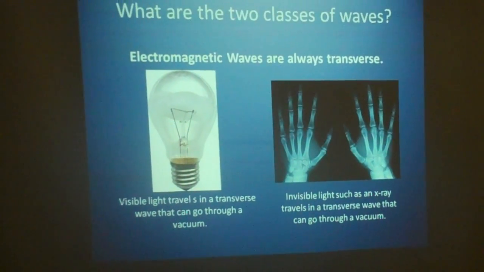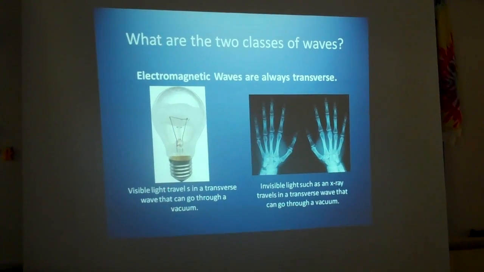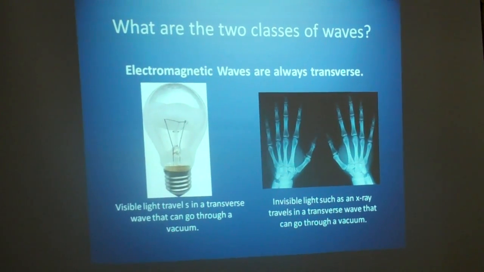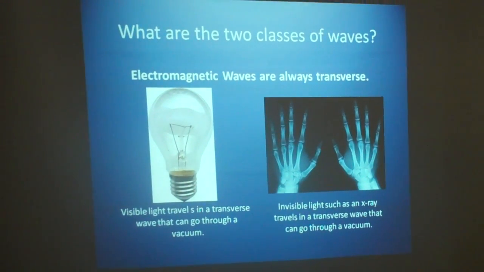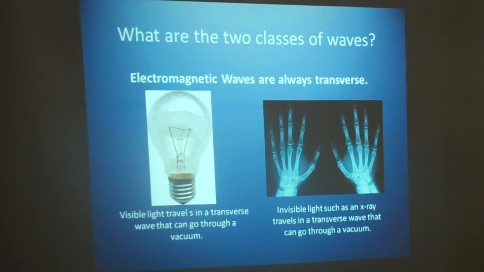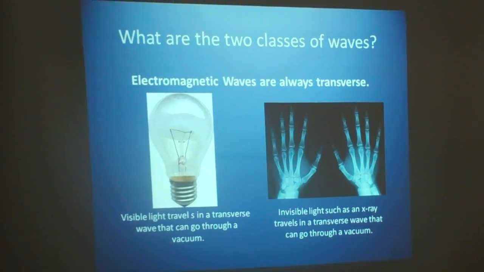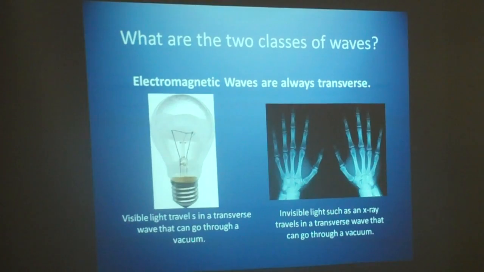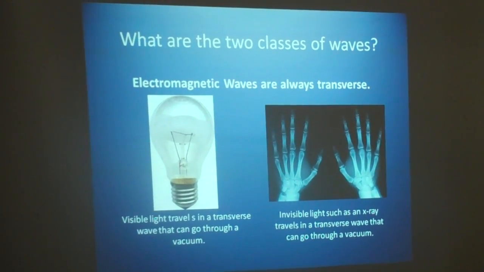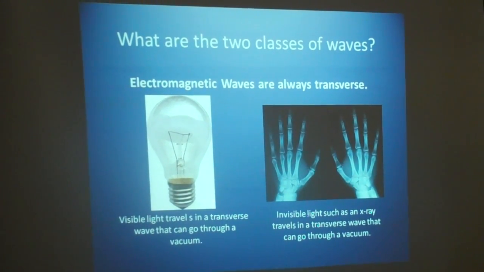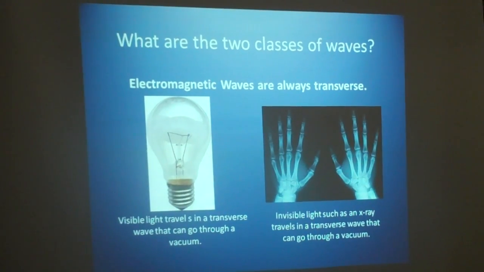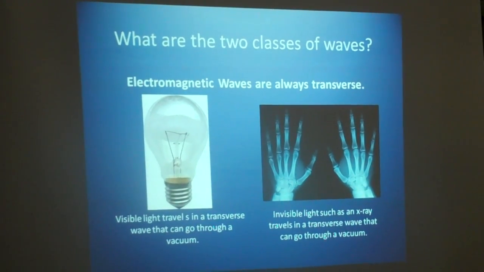Electromagnetic waves are always transverse. Remember, they can travel through anything, including space, like a vacuum. The visible light is always in a transverse wave on the left, and then sometimes you have invisible light that also travels transverse. In this picture you see where they've used an X-ray, which is a type of electromagnetic wave, to take a picture of the bones inside someone's body.